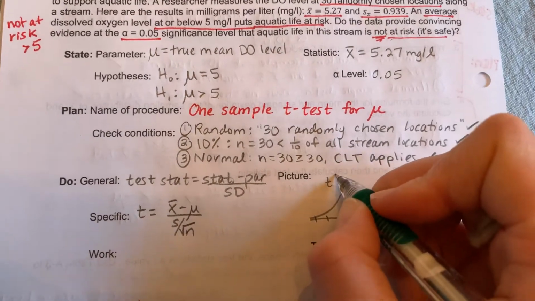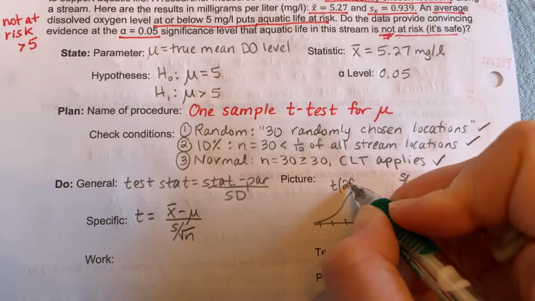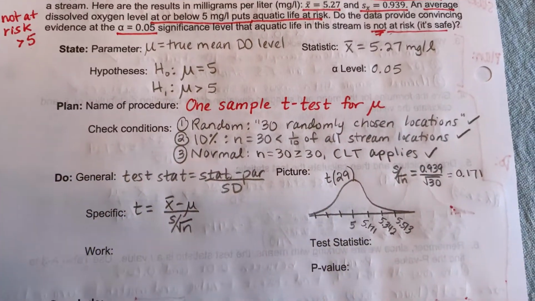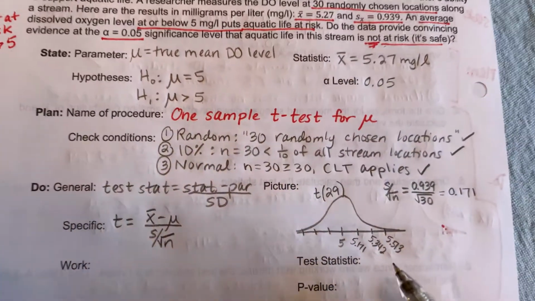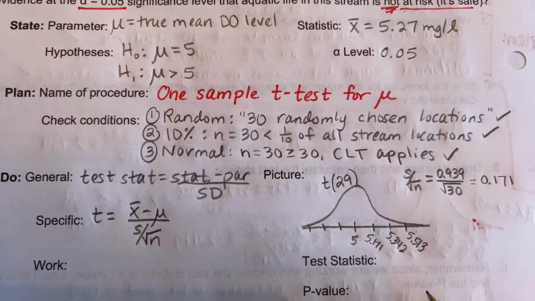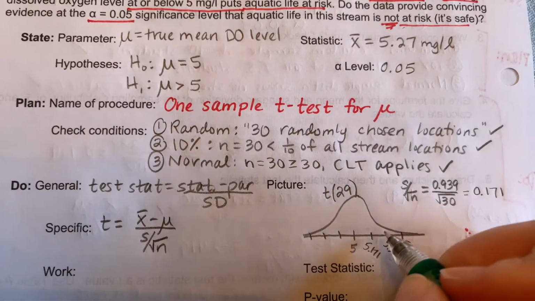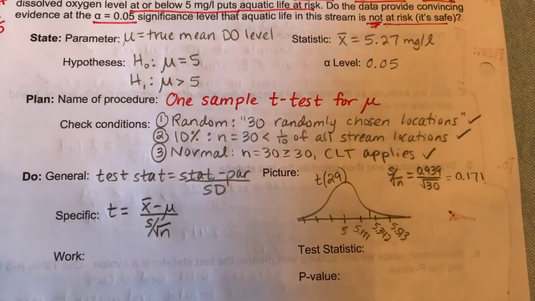So before I do that, though, I do want to label this curve. It is a t-distribution with a degrees of freedom of 29, right? 30 minus 1 gives me 29. Okay, so my sample mean of 5.27, I can tell is going to fall between 5.17 and 5.34. It's going to be a little bit closer to 5.34, and then I'm going to shade that. So I guess I'll shade it with my red.